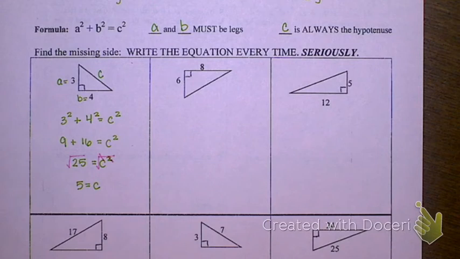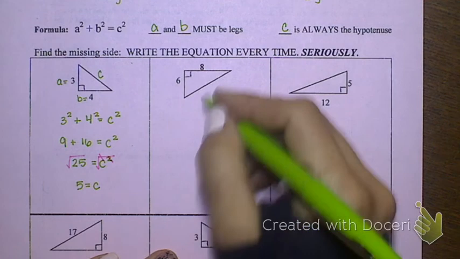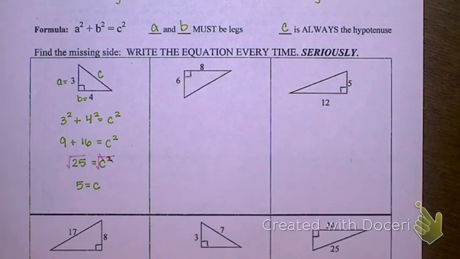Okay, so let's take a look at this one here. The missing side, is it an A, a B, or a C? Okay, you guys try to solve this one right now. See if you can solve it and set it up. Check with your partner when you're finished.